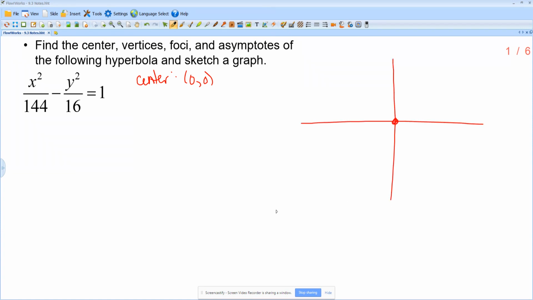(0, 0) is the center. I know that because this is an x squared hyperbola, meaning that's the term that comes first and is positive, this must open to the left and right. Again, my transverse axis is horizontal because it's along x. Here I have my a squared and my b squared, which means a is equal to 12, b is equal to 4. To solve for c squared, I do a squared plus b squared. So c squared is equal to 160. So c is equal to square root 160, which is 4 square root 10.